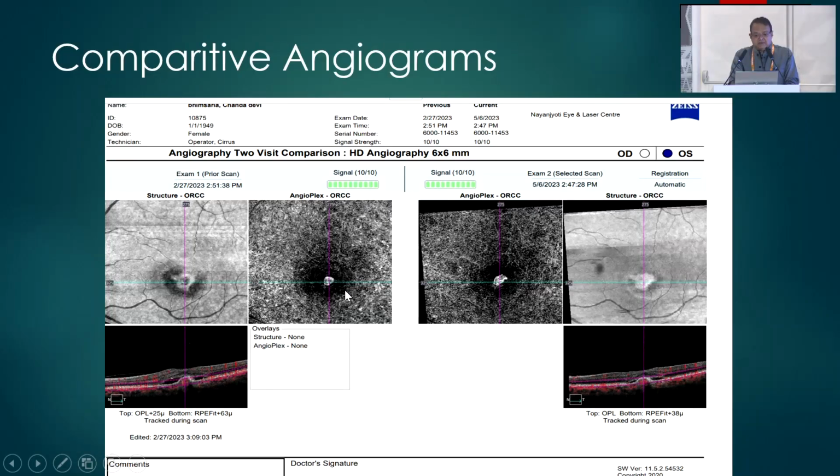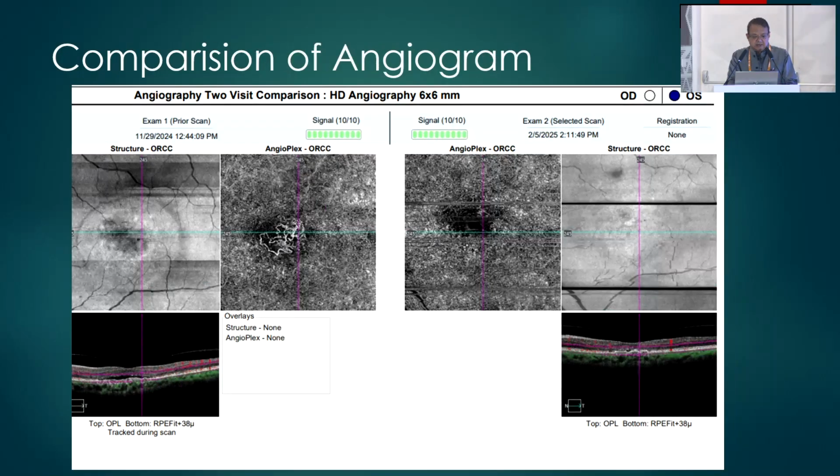CNV, and the patient was on anti-VEGF therapy, there was a slight fluid on B-scan. And after that, I gave a gap of 3 months, and you can see the CNV has increased, and the fluid has increased. So this gives us the information that you should continue with anti-VEGF therapy in this patient.